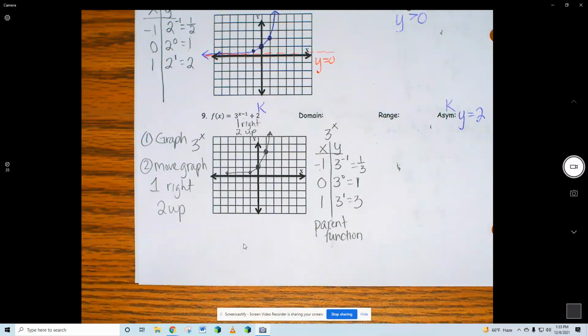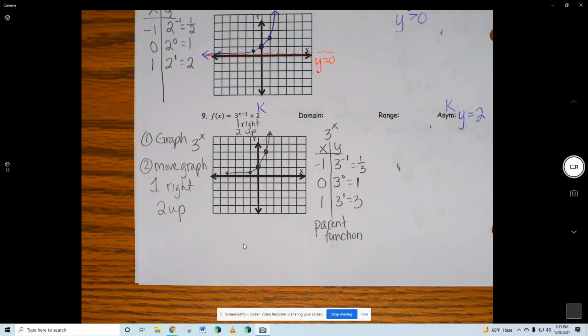I want to move every single ordered pair 1 to the right and 2 up. So you're literally just doing a movement of, here's an ordered pair, 1 to the right, 2 up. Make a dot. This dot, 1 to the right, 2 up. It'll hit the same point. This dot, 1 to the right, 2 up. So it's going to shift.